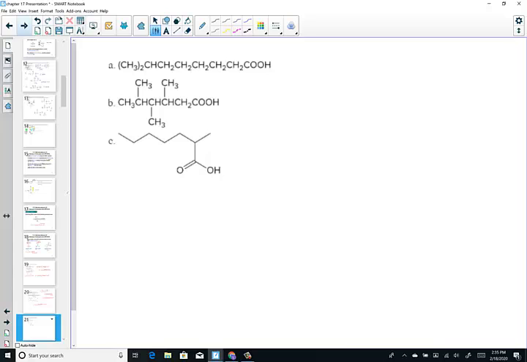There's more. This is our next set. 1, 2, 3, 4, 5, 6, 7, 8. This branches up. So that would be 7-methyl octanoic acid.